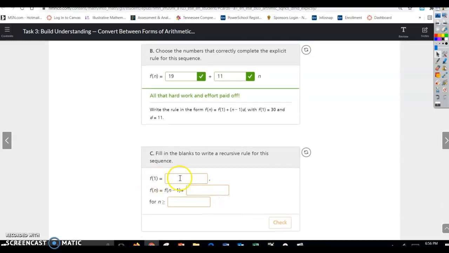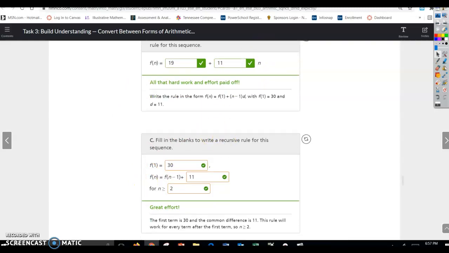All right, f of 1, my first term is 30. This is the recursive rule. And then the previous term, which we set up here, was 19. So you got the previous term plus 11 for all n greater than or equal to 2. So basically this line right here, if we don't have that this first term is 30, we can write the previous term as 19, and that's the only difference here between the explicit and the recursive formula.